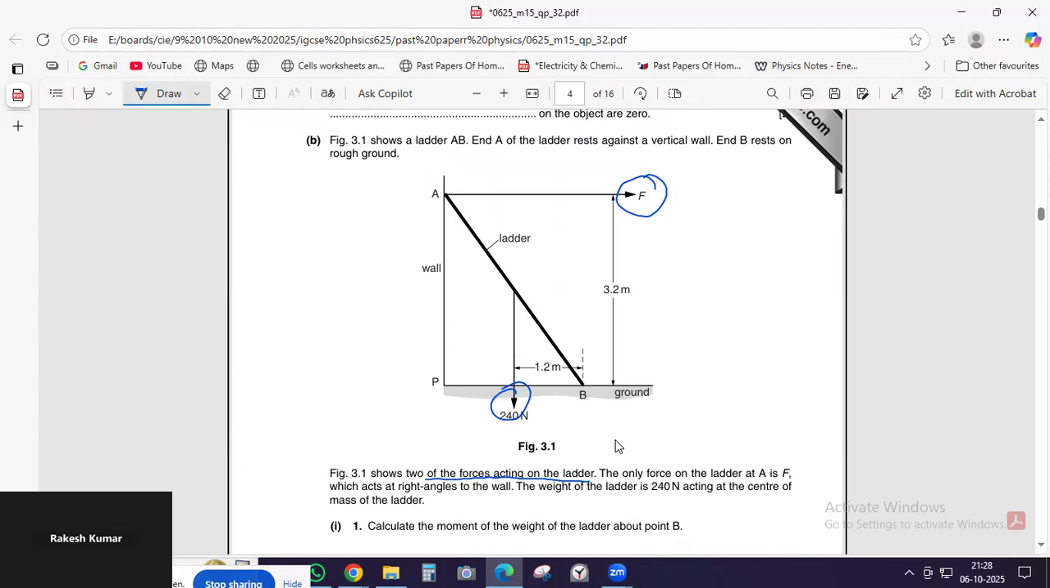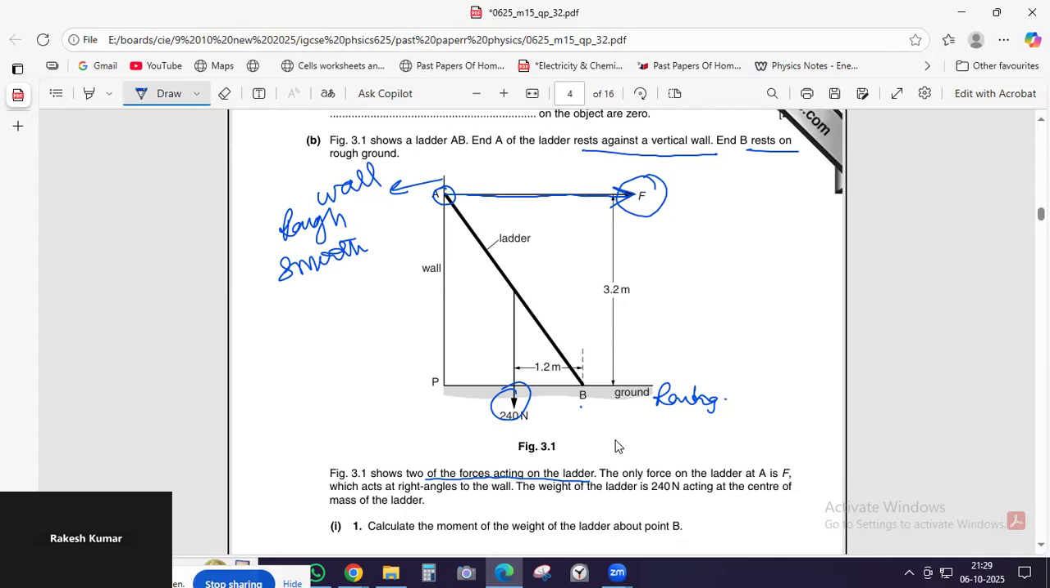And it says the ladder rests on a vertical wall and on the rough ground. So this ground is rough, and they don't mention anything about the wall, whether it is rough or smooth. But actually, it is smooth. You can get this because the force acting here is perpendicular at this point. Now, I'll explain what happens in rough.